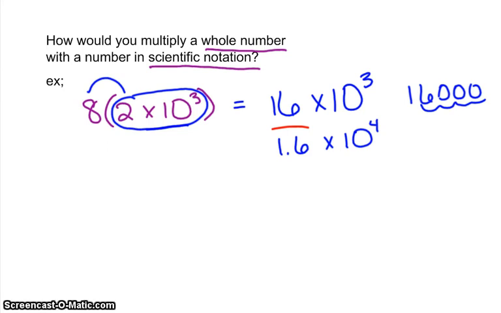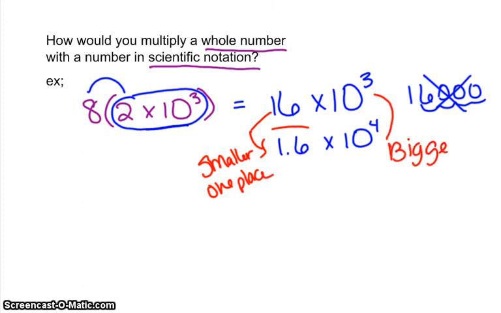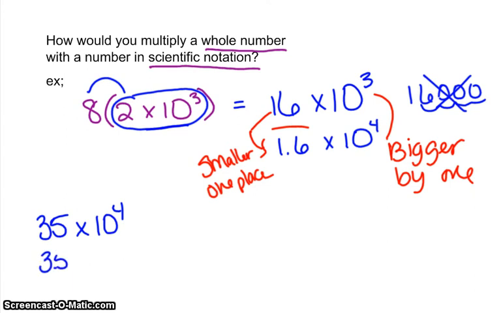But here's an easier way to do it, because I don't like to do all this stuff. If I had to make this number smaller one place, then I'm going to make the exponent bigger by 1. Watch this again. Let's pretend like I have 35 times 10 to the 4th. That would turn into 3.5. I just made that smaller. So I'm going to make the exponent 1 bigger. Same number.